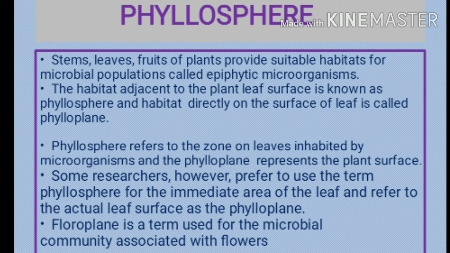Phylloplane represents the plant leaf surface, whereas phyllosphere refers to the zone of leaves inhabited by microorganisms. Phyllosphere is the immediate area of the leaf, whereas phylloplane is the actual leaf surface.